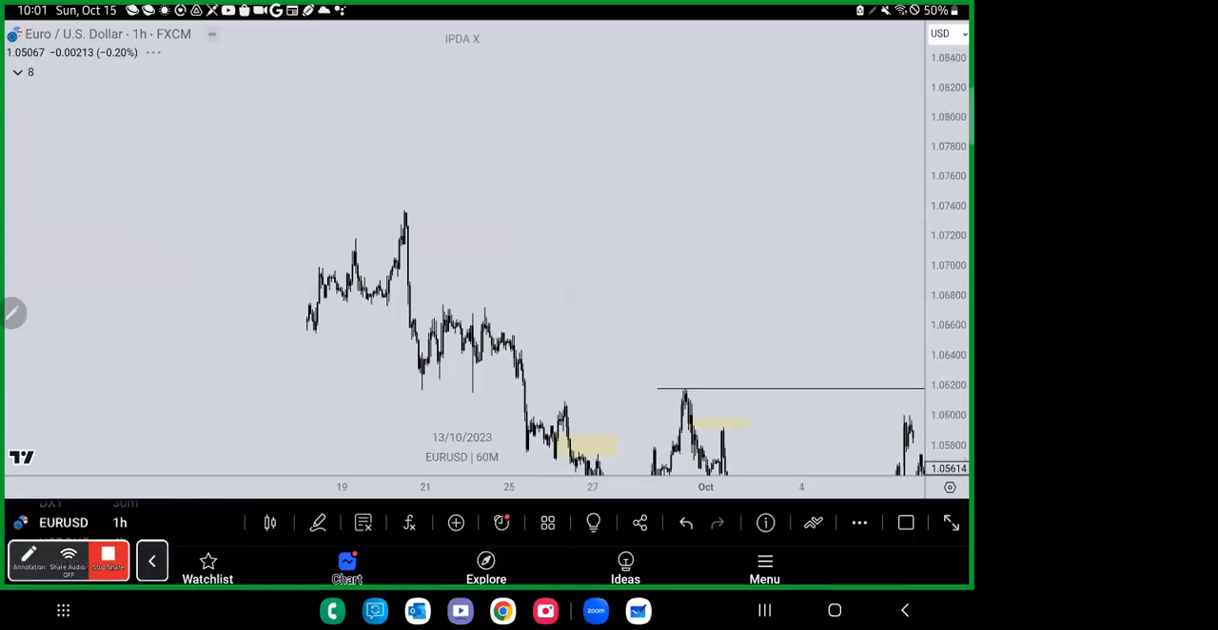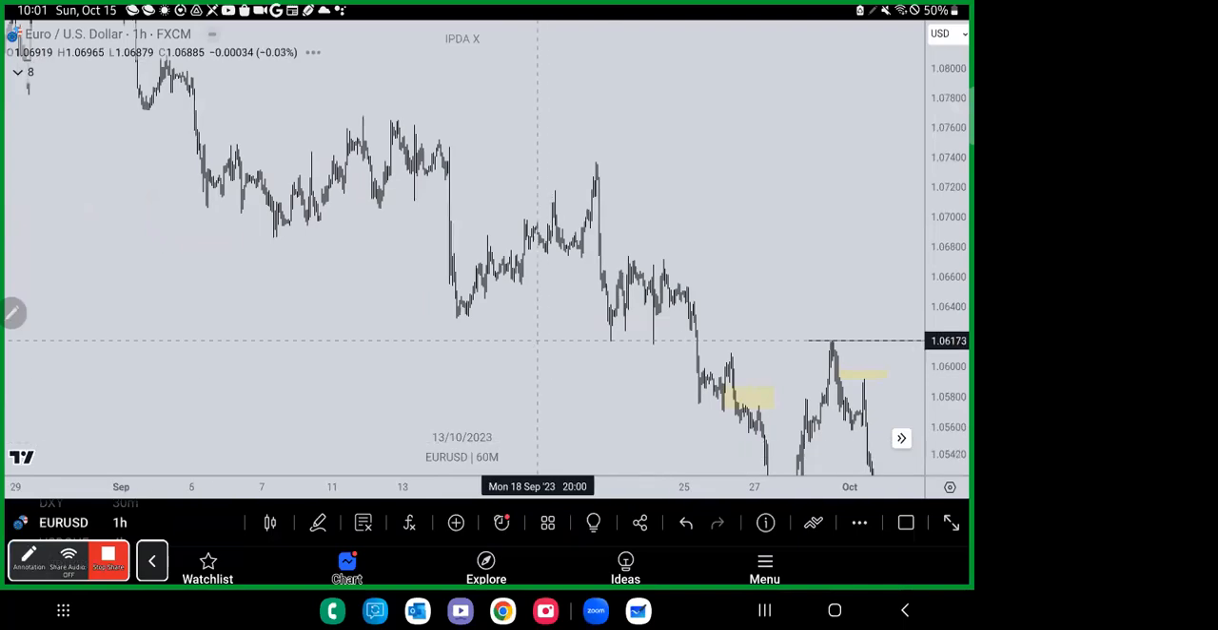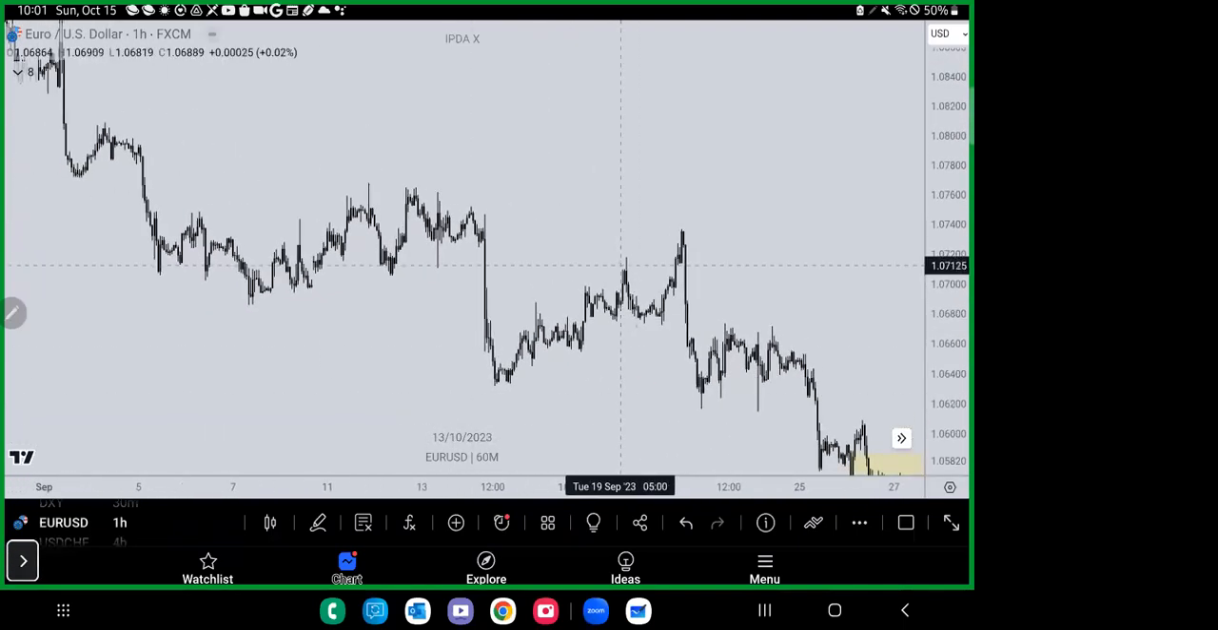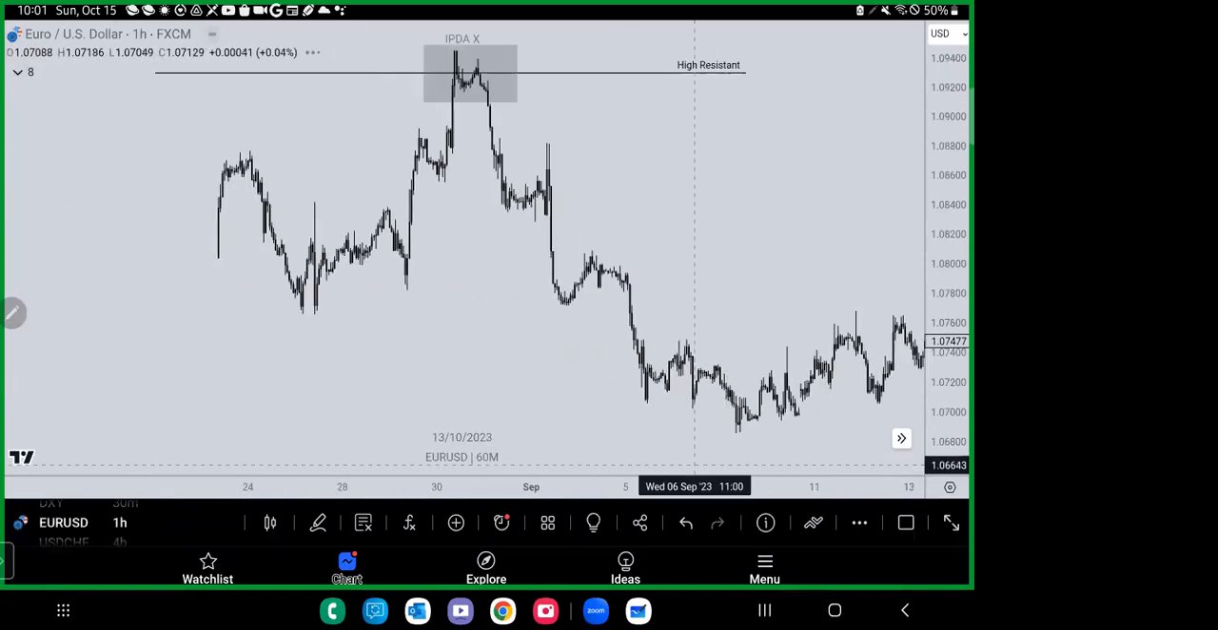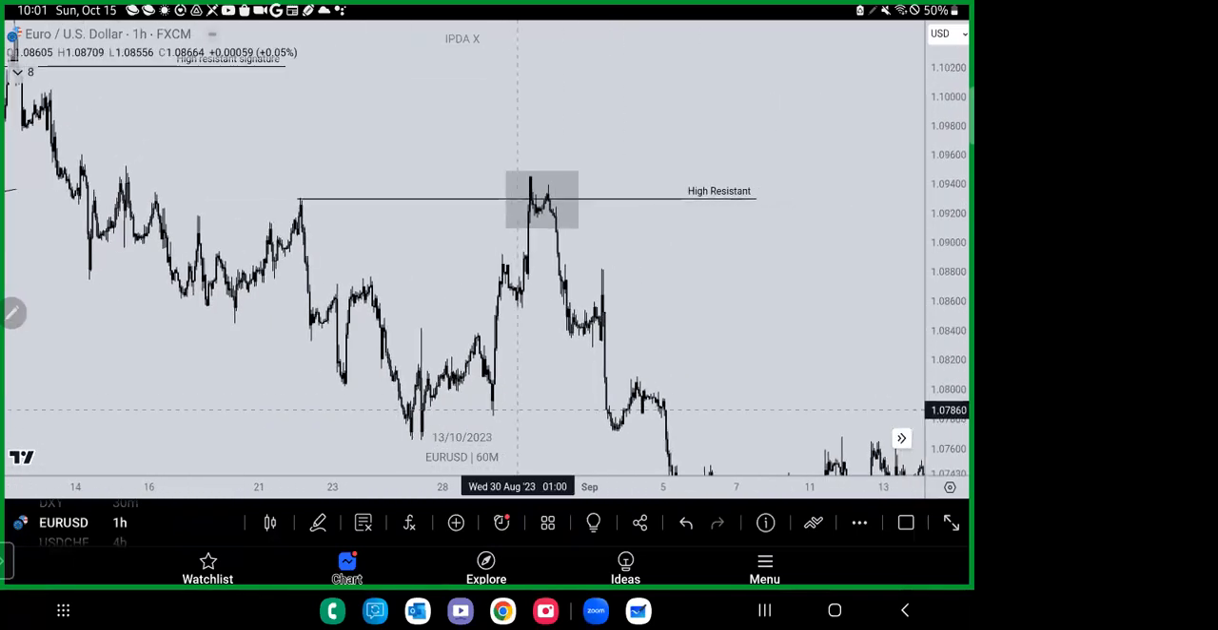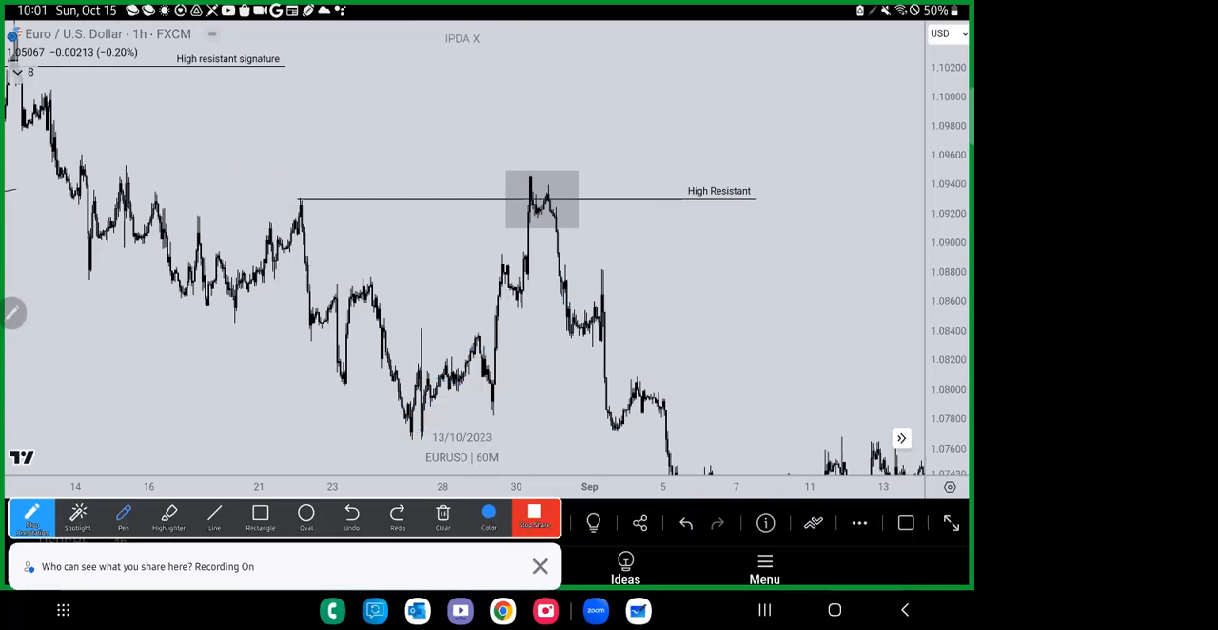Let's look at another example. We could consider this example also, but there's another one up here from a while back. We're on the sell side of a curve. Price is here. Boom, we take out a high resistance signature. Price moves back into seeking out a low resistance signature. So we're going to have that low resistant liquidity run. We've taken out a high resistance signature.